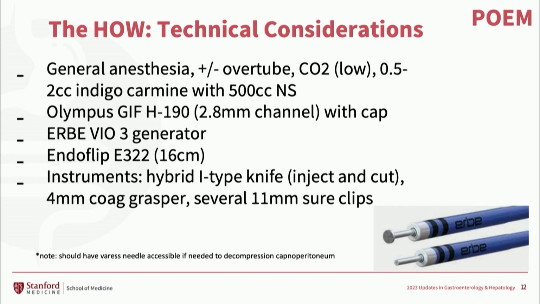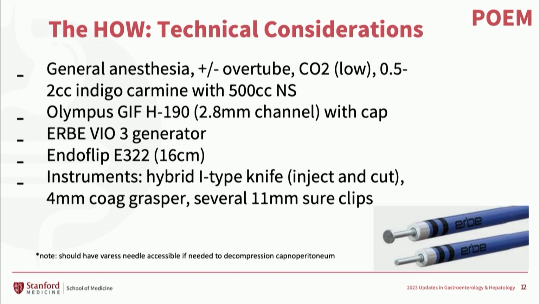We do for GPOEMs. We want our CO2 insufflation on the lowest setting throughout the duration of the procedure. And we want the smallest and lowest amount of indigo carmine with our saline solution. The lighter the blue, the easier to see vessels during the submucosal dissection. We use the Olympus H190 with cap for our POEMs with the newer ERB generator. We also routinely use the 16 centimeter EndoFlip catheter, both pre and post myotomy.